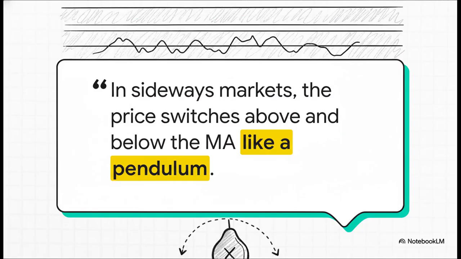But what happens when there's no real trend? In those sideways, choppy markets? Well, the price will just whip back and forth, crossing over the MA again and again, kind of like a pendulum. When you see this happening, that's your signal to be patient. Honestly, it's often best to just stay on the sidelines and wait for a clear direction to show up.